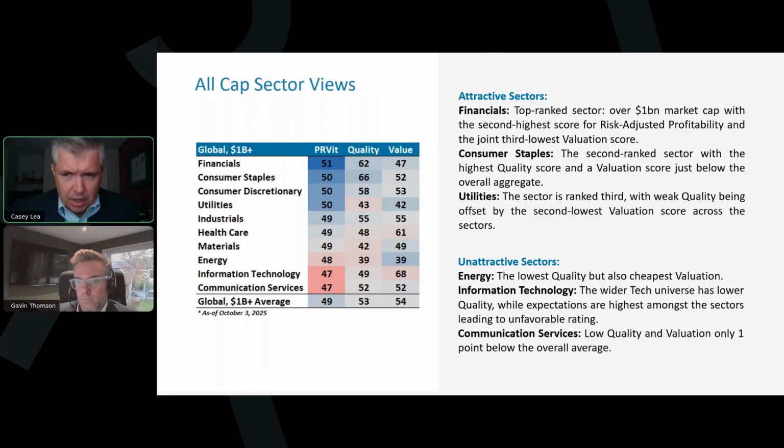At the bottom of the list, we find the unattractive sectors. Energy scores as extremely cheap, but overall the quality is just too low, so the quality value trade-off looks unfavorable here. In the wider tech universe, we see lower quality and some of the highest expectations amongst the sectors, making IT score as unfavorable. And finally, the communication sector also sees an unfavorable trade-off between quality and value, although both are below average.